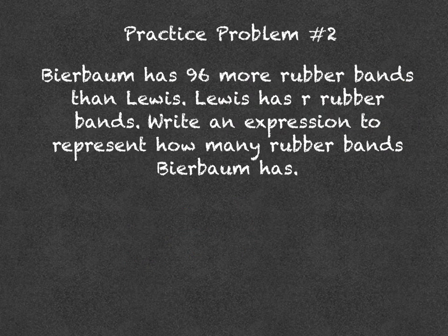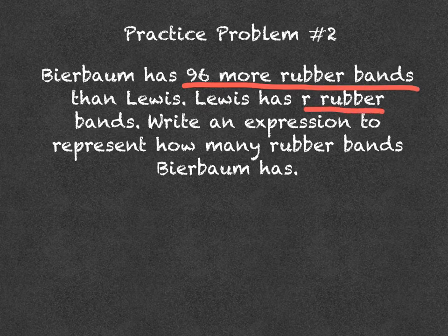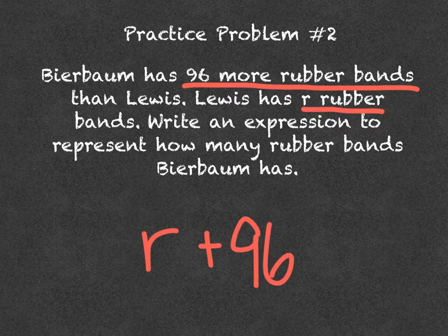Okay, practice problem number 2. Beerbaum has 96 more rubber bands than Lewis. Lewis has R rubber bands. Write an expression to represent how many rubber bands Beerbaum has. Okay, so when we underline our important things, it's 96 more rubber bands, and Lewis has R rubber bands. So we want to start with, how many does Lewis have? She has R, and then Beerbaum has 96 more than her. That's a clue word for addition, so the expression would be R plus 96.